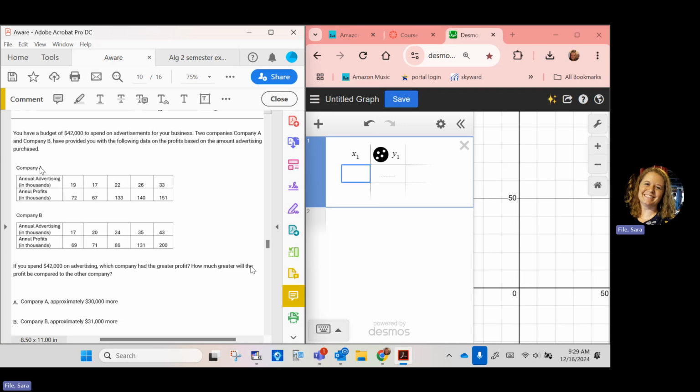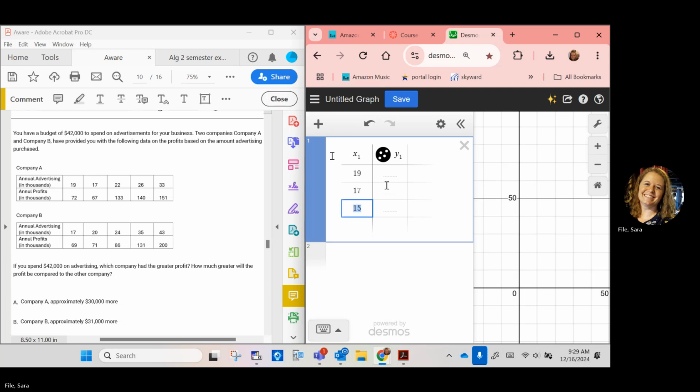We're going to have to do company A and company B, and then we're going to compare them. So first, company A, we'll fill in this data. Putting in now my Y's.